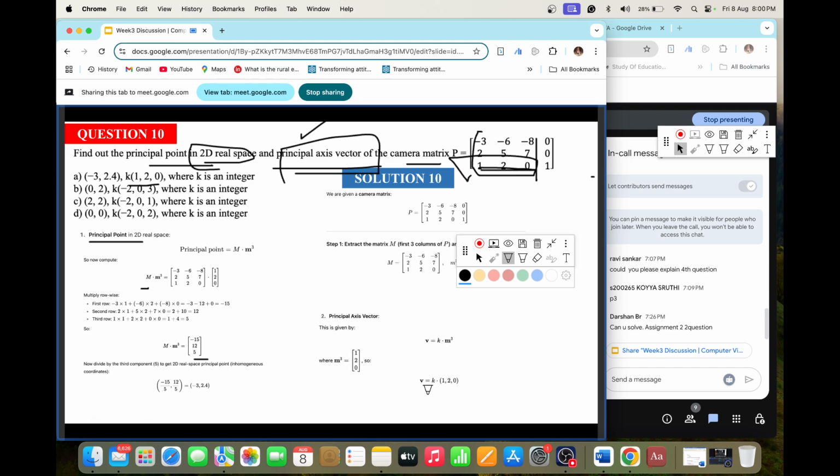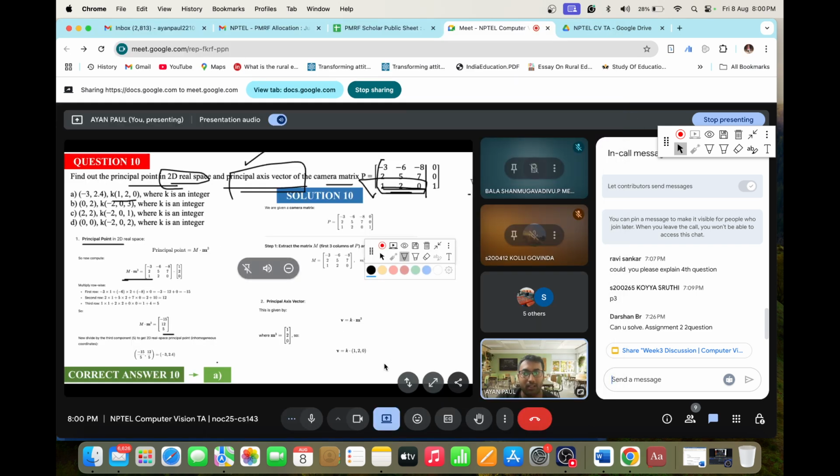And this is already clear, that is the 1, 2, 0, the principal axis vector. For the principal point, you just do this m dot m3. Okay, so whenever you do m dot m3, you will get this. That is the principal point in the 2D space. So option A is your correct answer. So is it clear to all of you?